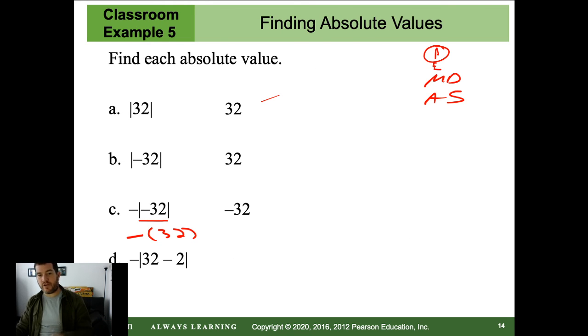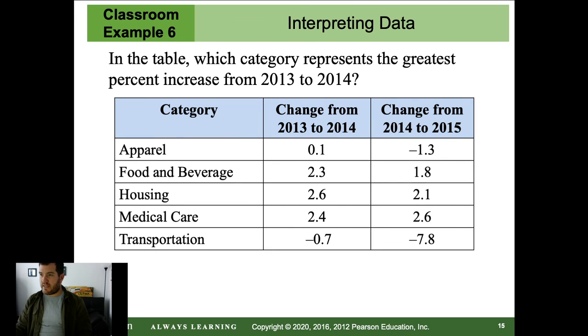Okay? The final thing we're going to do today is talk about this chart. In the table, which category represents the greatest % increase from 2013 to 2014? So what I know first is that I'm looking at this column, because the other one's from 2014 to 2015. That's not really what I'm worried about. So the greatest % increase. Well, there's already one I can eliminate, and that would be the bottom one. Because it didn't increase. It actually decreased. So we can get rid of that one.